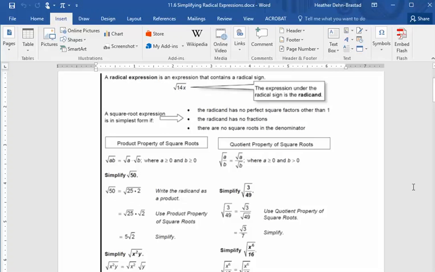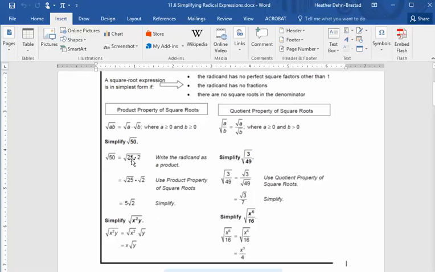Then there's a property that says that if you have the square root of a product, like the square root of 25 times 2, you can rewrite that as the square root of 25 times the square root of 2. Now we simplify the square root of 25, because what is the square root of 25? It's just 5. The square root of 2 cannot be simplified, so we just write that after the 5. This now is simplified because it has no perfect square factors other than 1. It has no fractions. There are no square roots in the denominator. So now it's good. And we will look at how to factor using these other rules as well.